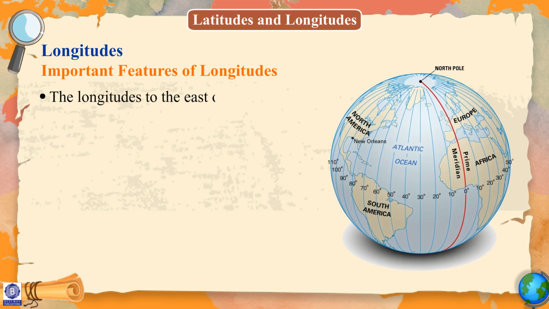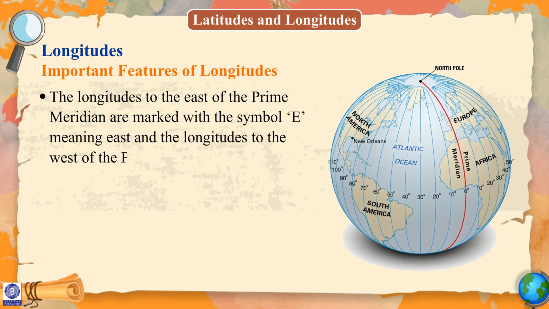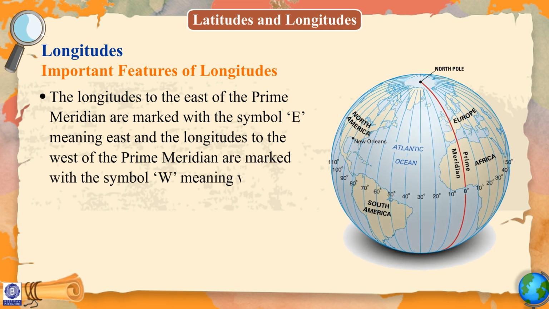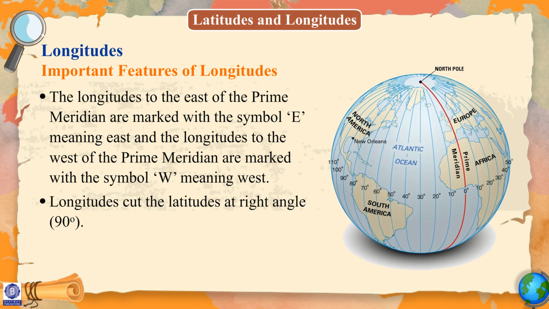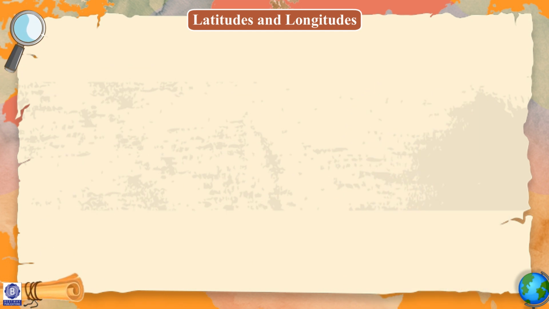The longitudes to the east of the prime meridian are marked with the symbol E, meaning east, and the longitudes to the west of the prime meridian are marked with the symbol W, meaning west. Longitudes cut the latitudes at right angles, 90 degrees. Longitudes are used to measure distances in the east-west direction.